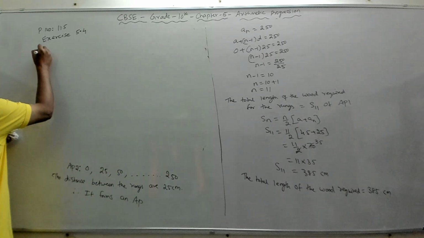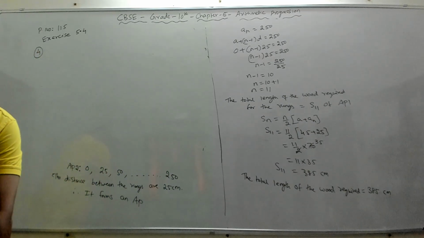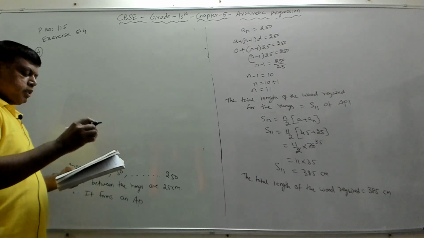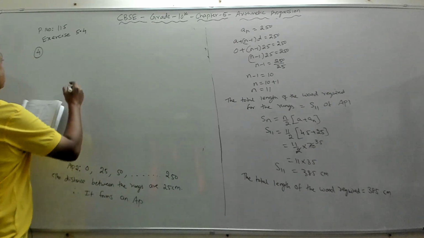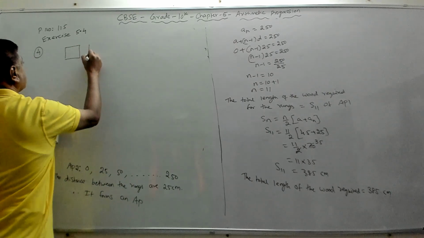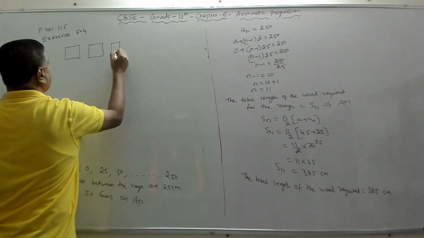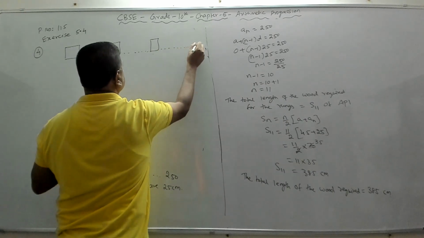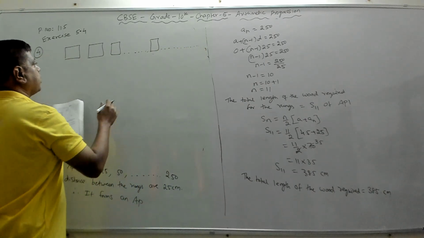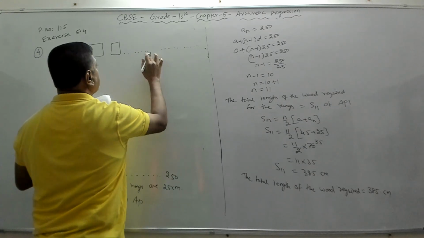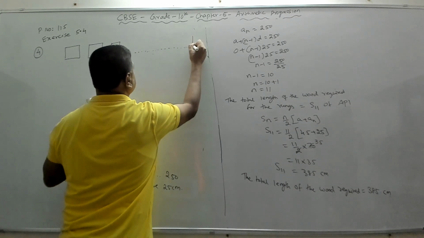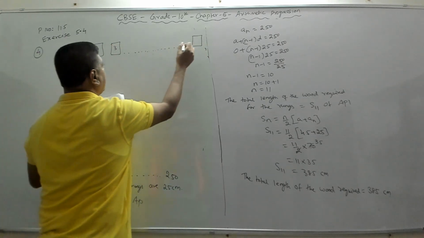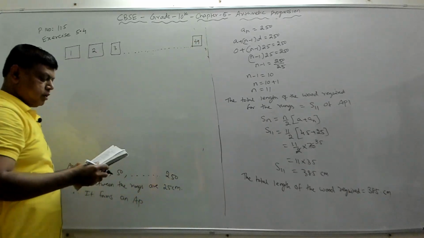So the fourth question says the houses of a row are numbered consecutively from 1 to 49. Let's take that these are houses, right? They are numbered, so there is a house here and dot dot dot, many numbers. There are houses numbered from 1 to 49. So this is house number 1, 2, 3, like that till house number 49, right?